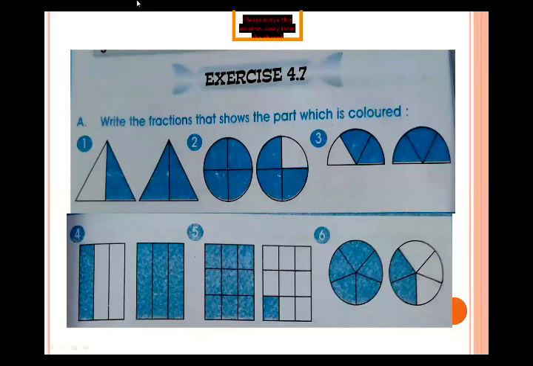Now move to your textbook, exercise number 4.7 and page number 40.